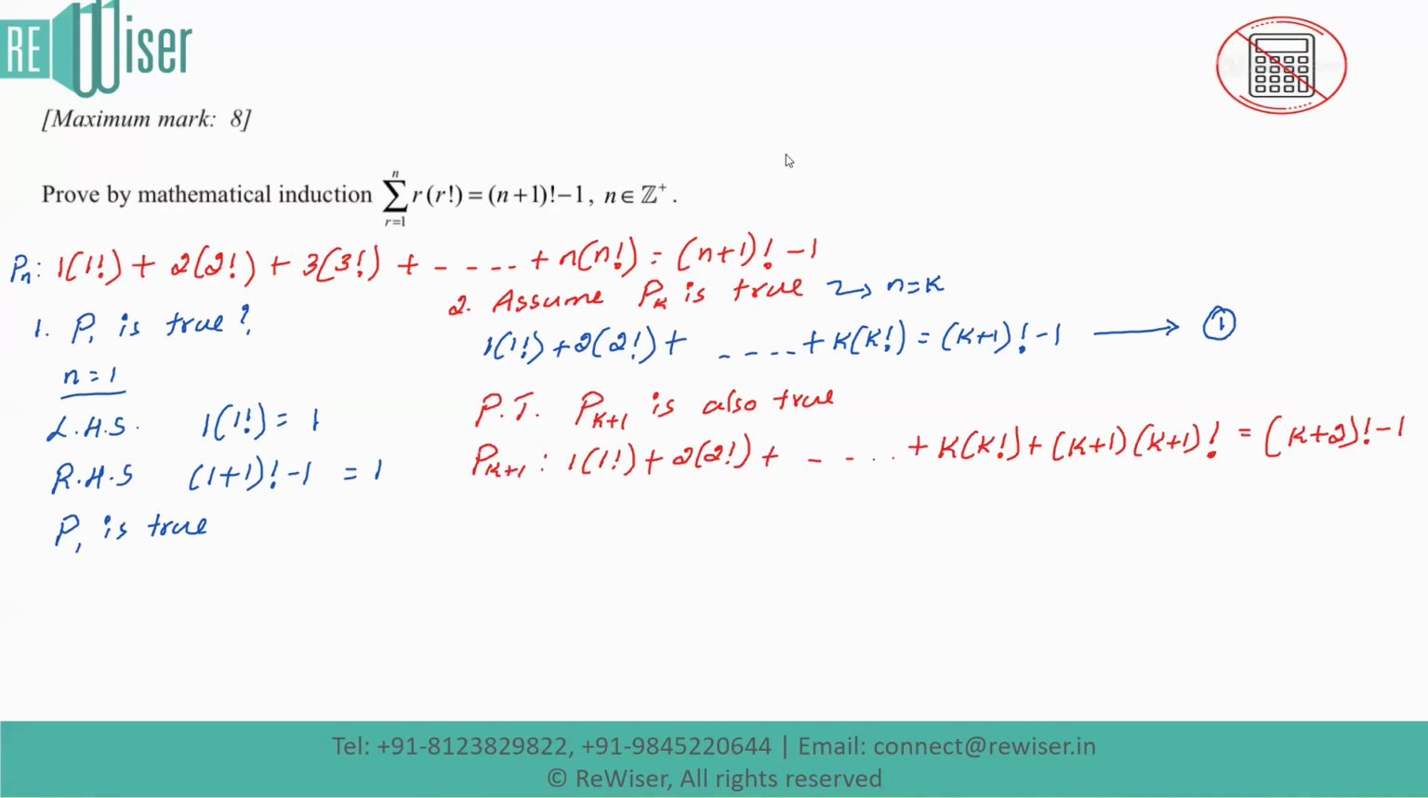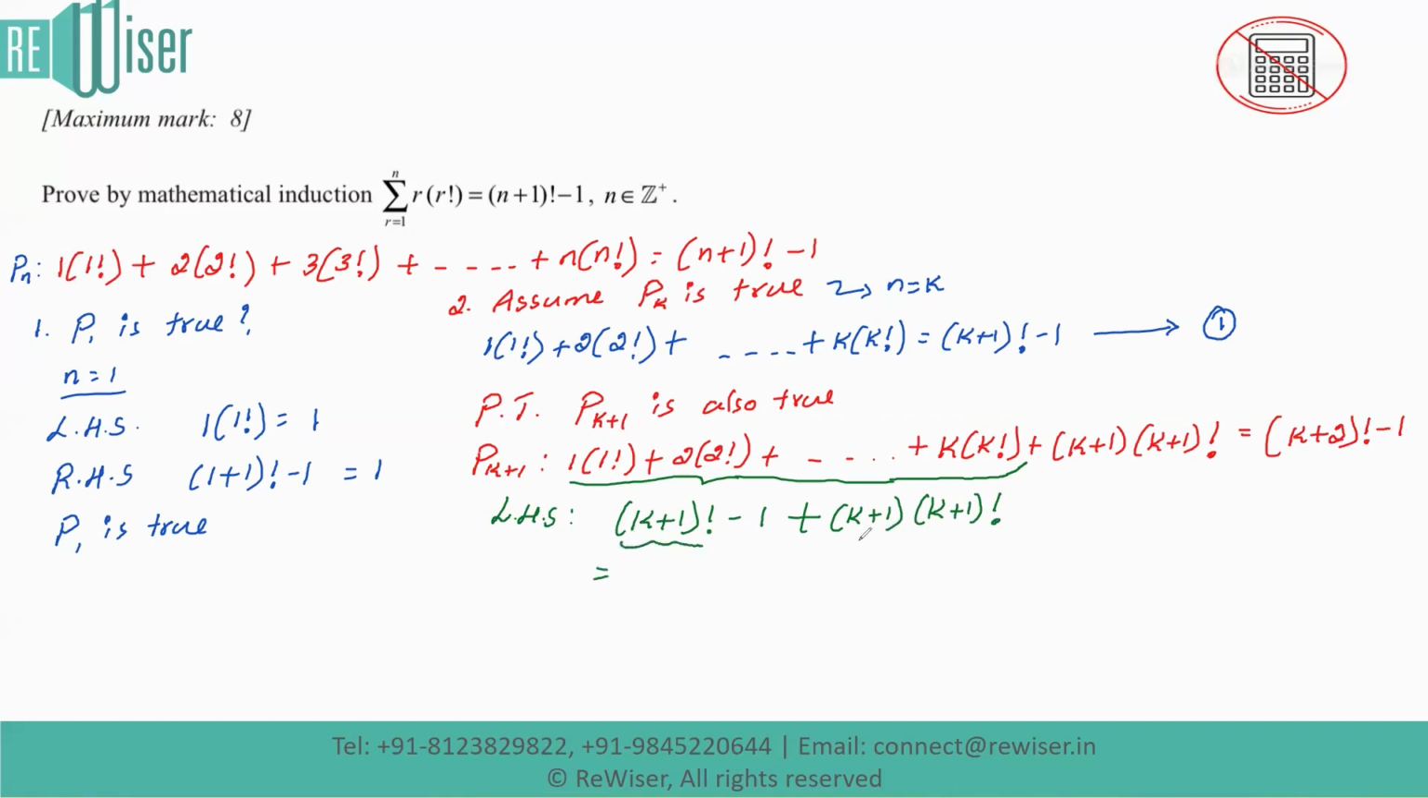So in order to do that, let me take just the left-hand side and try to get the right-hand side. The left-hand side of this statement is this entire thing. And here by equation 1, we know 1 times 1 factorial plus 2 times 2 factorial up till k times k factorial is nothing but (k plus 1) factorial minus 1. Then I have just (k plus 1) times (k plus 1) factorial. So now I'll leave this minus 1 as it is.